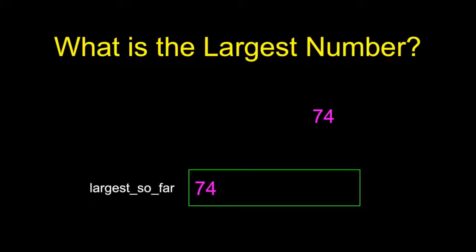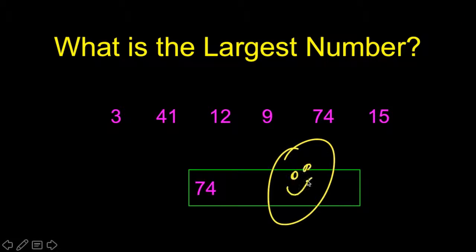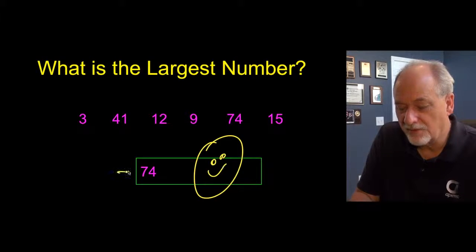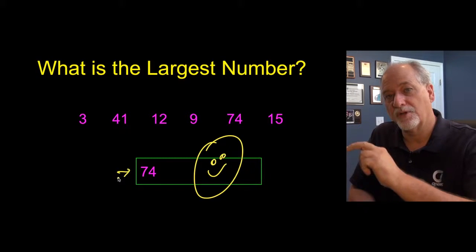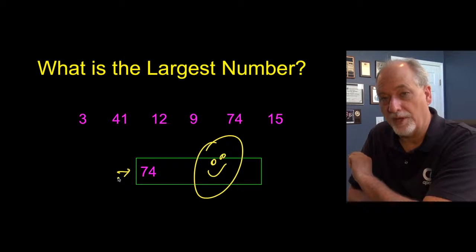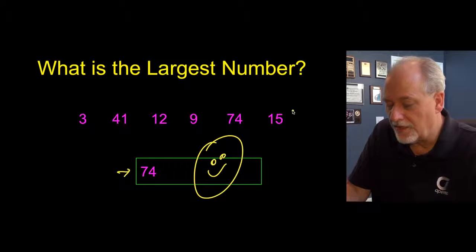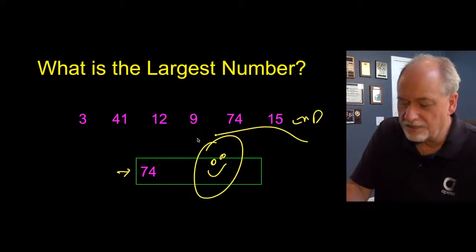74 is bigger than 41, so we'll keep it. Is this the largest number? We don't know. We don't know until we're done. 15, not better than 74. So now we're all done, and hooray, we have the largest number. And we had this variable that we kept, the largest number that we'd seen up to this point. And then when we know that we're done at the end, then that becomes the largest.